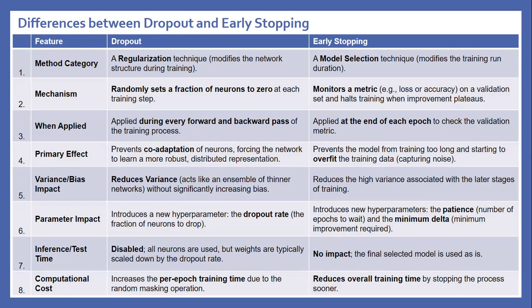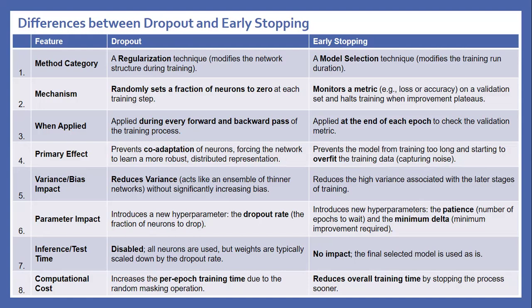Dropout randomly sets a fraction of neurons to zero at each training step. Early stopping monitors a metric, for example loss or accuracy on the validation set, and halts training when improvement plateaus. When applied, dropout is applied during every forward and backward pass of the training process. Early stopping is applied at the end of each epoch to check the validation metric.